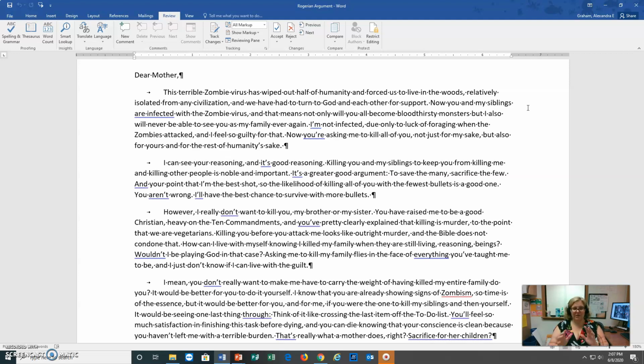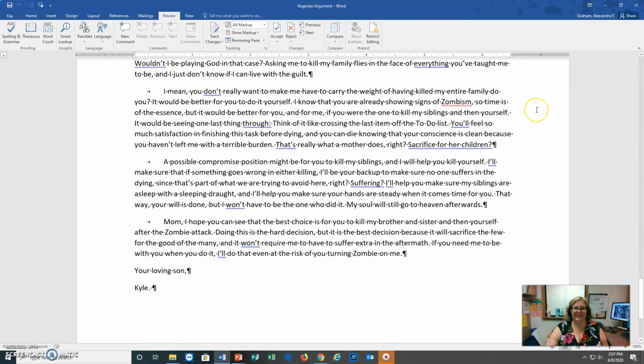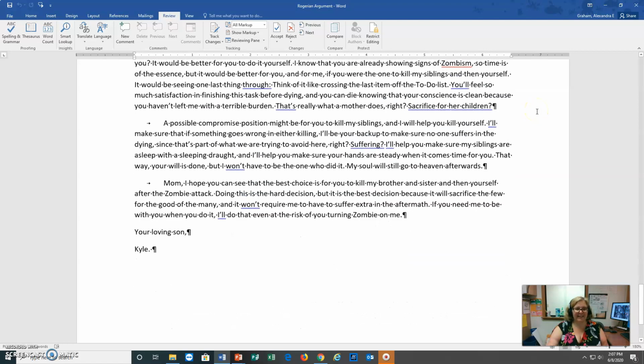And so don't take this as an example of exactly what to do, except in terms of the organization. This does fit the Rogerian argument. He's just sniveling. And so I will let you read through this on your own.